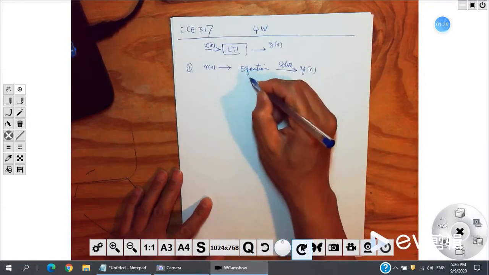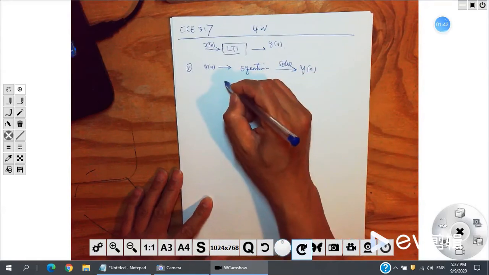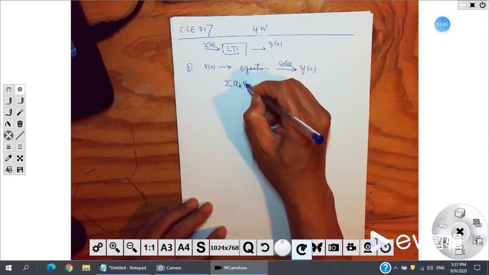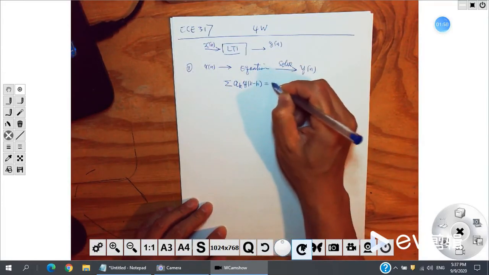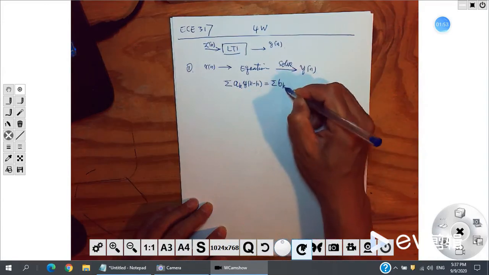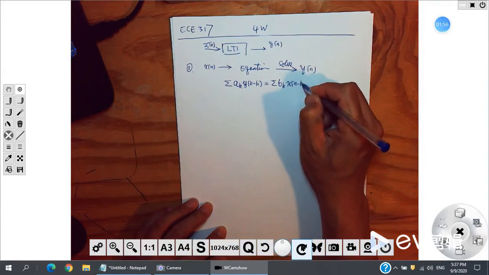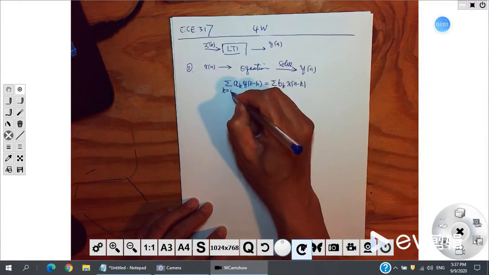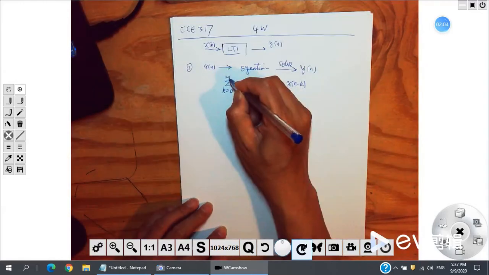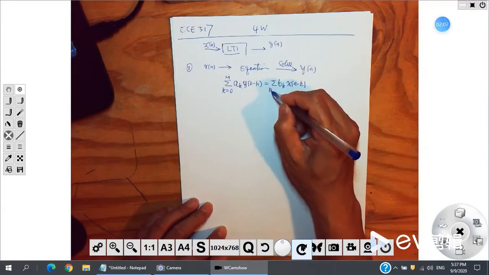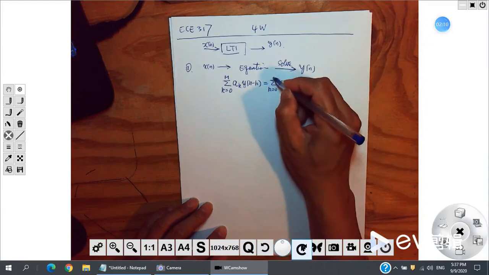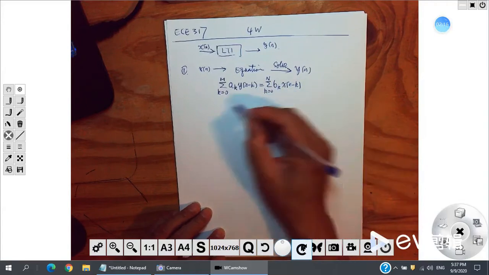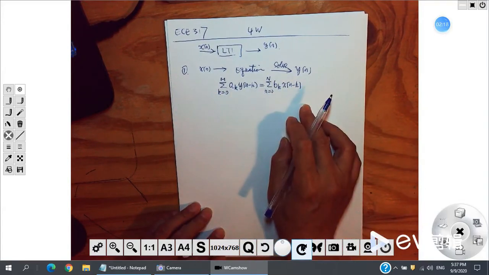This equation we can usually write in this way: summation of some coefficient, let's say a k, times y of n minus k, equal to summation of some coefficient b k, times x of n minus k. For the output y, how many terms do we have? Suppose k runs from 0 to some L, and here k for the input side runs from 0 to some N, right? So this is the first way. But usually this way is not easy to solve.